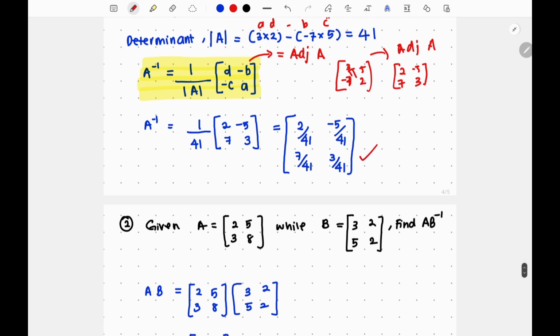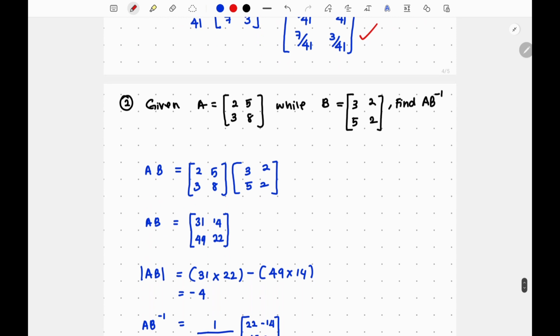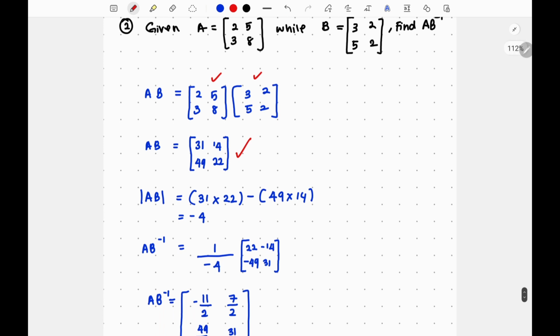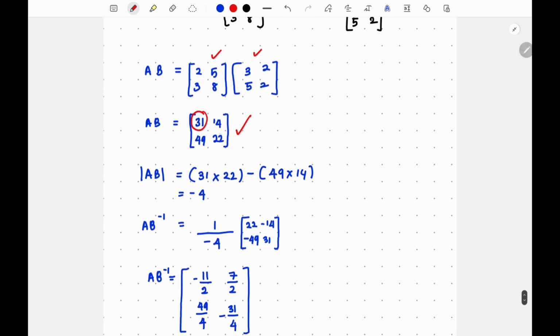So for the second example, it is given matrix A and matrix B, but you need to find AB inverse. Therefore you need to find AB first. So how can you find AB? You just need to times both of the matrices, and then you get this. After that you find its determinant, where 31 times by 32 minus 49 times by 14.